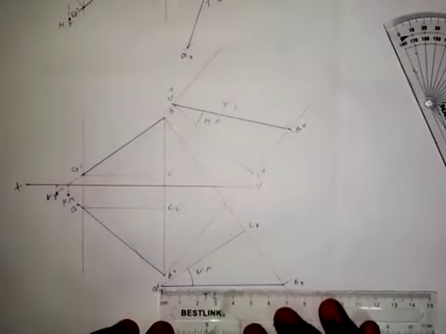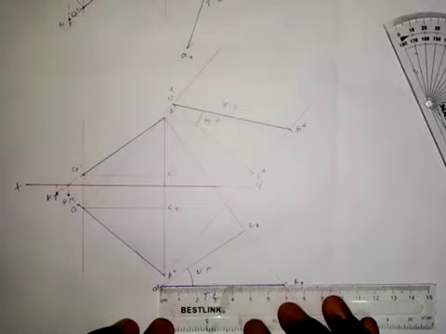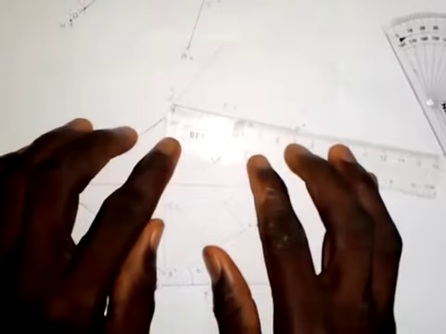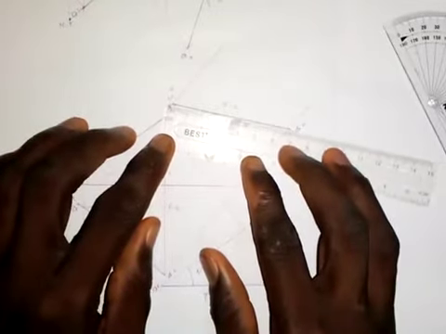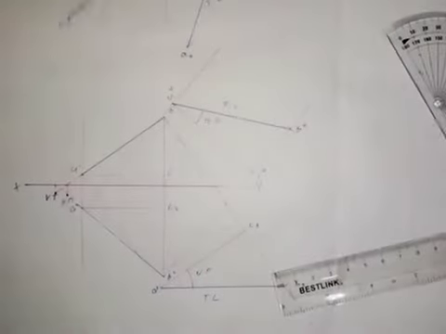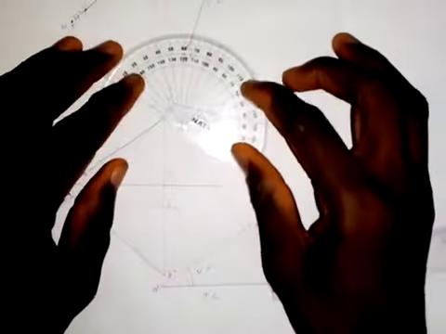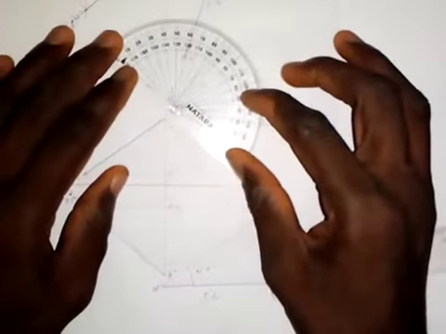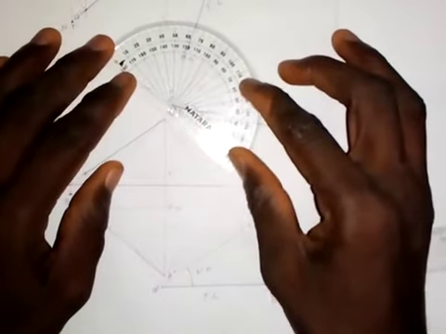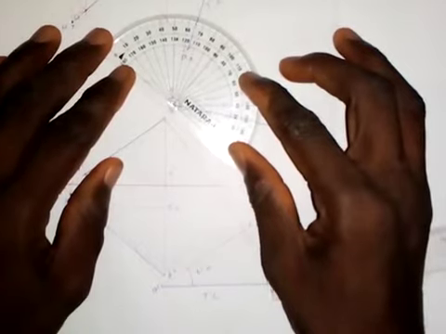If I measure this, the length of this line is 68.5. If I measure this other line, the length is also 68.5. So the true lengths are the same in both the auxiliary elevation and the auxiliary plan. But the true inclination to the horizontal plane, if I measure this angle, will not be the same. So take note of that, the angle will not be the same.